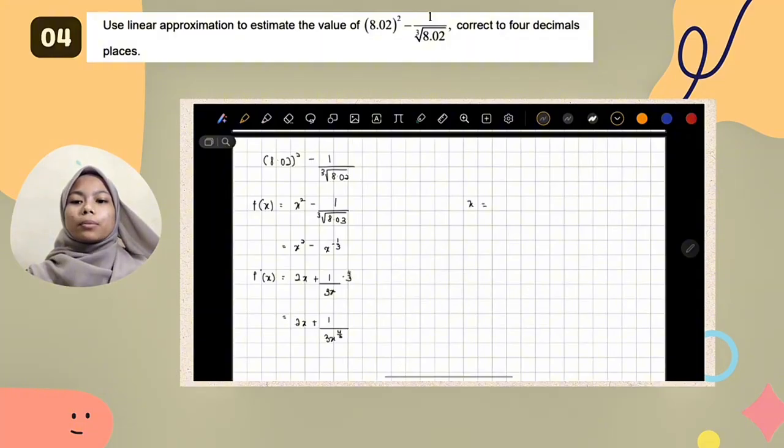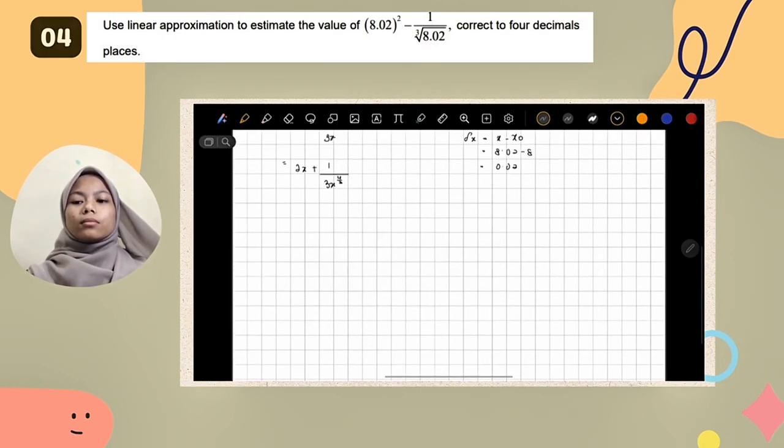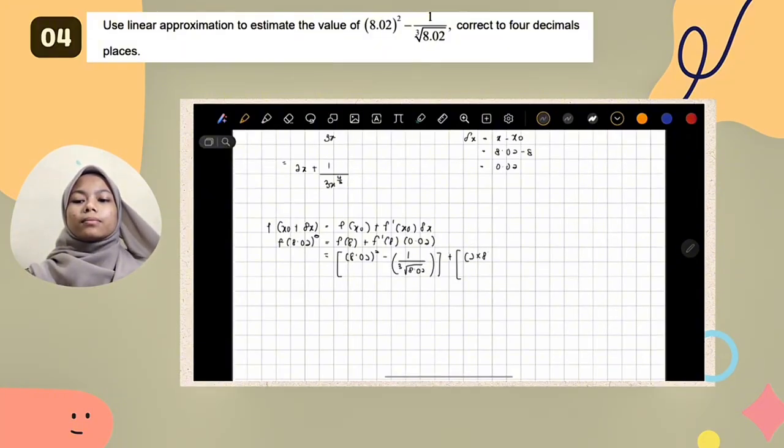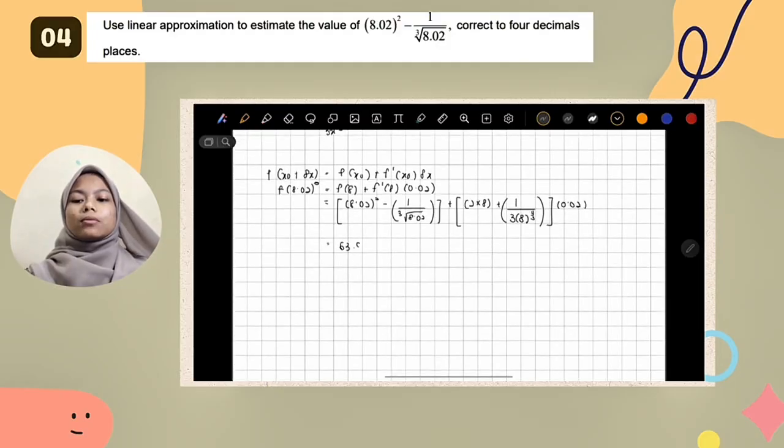Then we have the target point, which is x equal to 8.02, and x naught is 8 since it is closer to the target. Then we get a difference of 0.02. We apply the linear approximation formula, which is f(x) approximately equals f(x naught) plus f prime of x naught times (x minus x naught). Then we substitute x naught, which is 8. Then we get 64.14111, rounded to 4 decimal places.